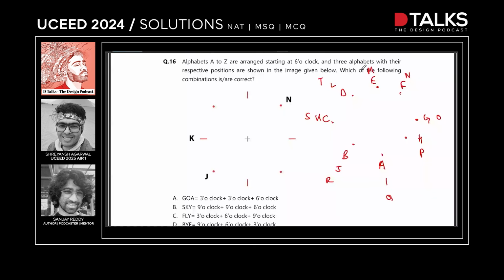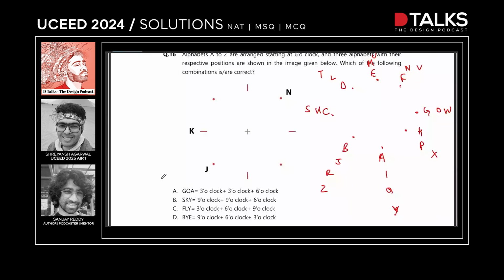G H I J K L M N O P Q R, U V W X Y Z. Now, Goa. Just quickly check the options. So Goa: G at 3 o'clock. 3 o'clock has G, O at 3 o'clock is O, and A at 6 o'clock is A. So that means Goa is correct, because every single letter is in the same position. Sky: 9 o'clock has S. 9 o'clock has K. 6 o'clock does not have C. D is wrong.